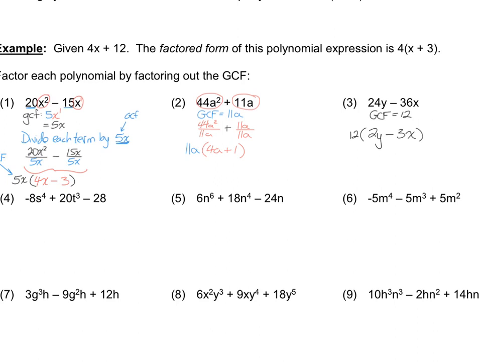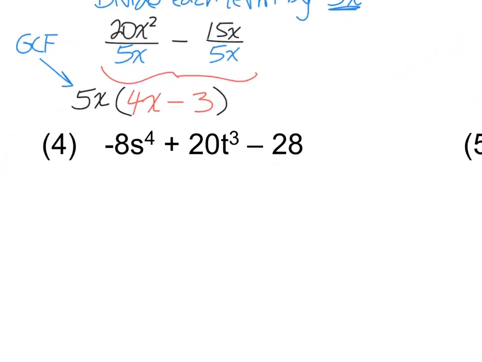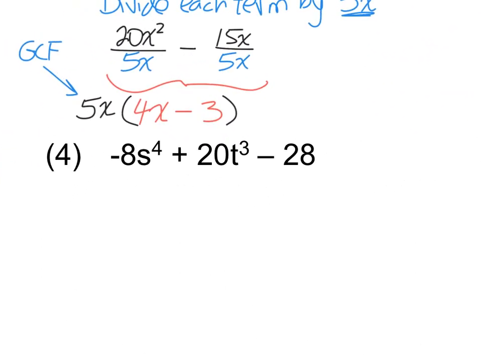All right. Looking at number 4, we have an s in the first term, we have a t in the second term, but I have no variable in the third term. So that's telling me that the variables aren't going to factor into the GCF. So my GCF is only going to be number-based, just like the last one. All right. So in this case, you can reason it out. You can say, well, what's a number that can divide evenly into each of these? 4.